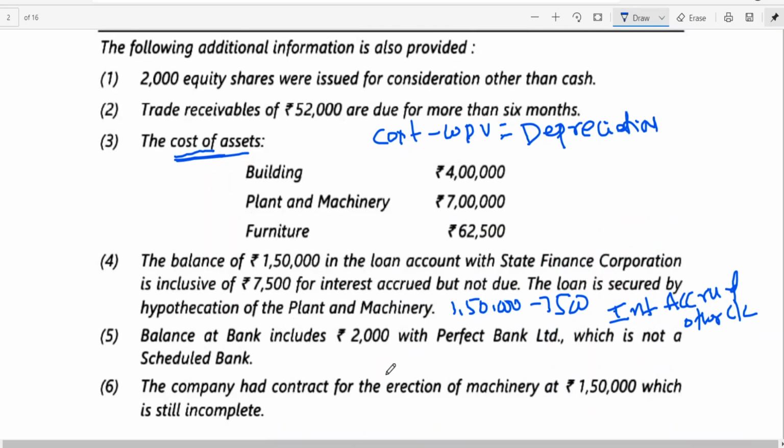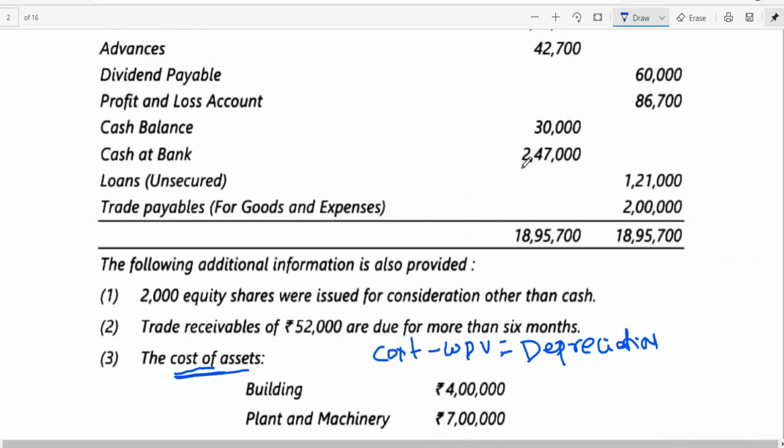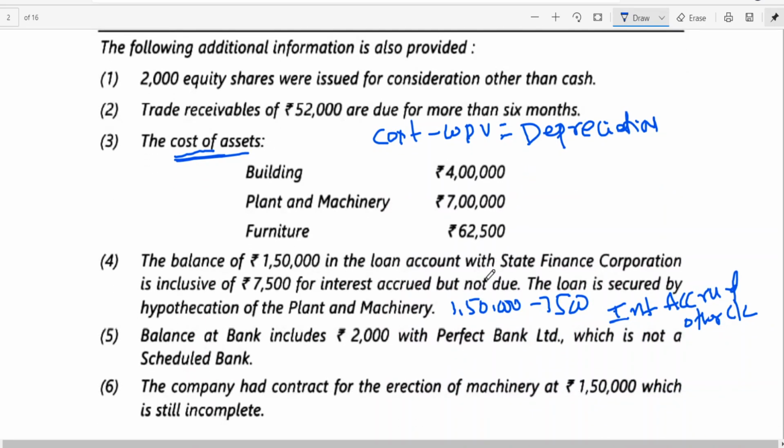Okay. Then next, balance at bank includes 2,000 with Perfect Bank Limited, which is not a scheduled bank. In simple words, it is a disclosure. The balance at bank 2,47,000 is given, and this 2,47,000 includes 2,000 rupees with a bank which is not a scheduled bank. So what should we do?